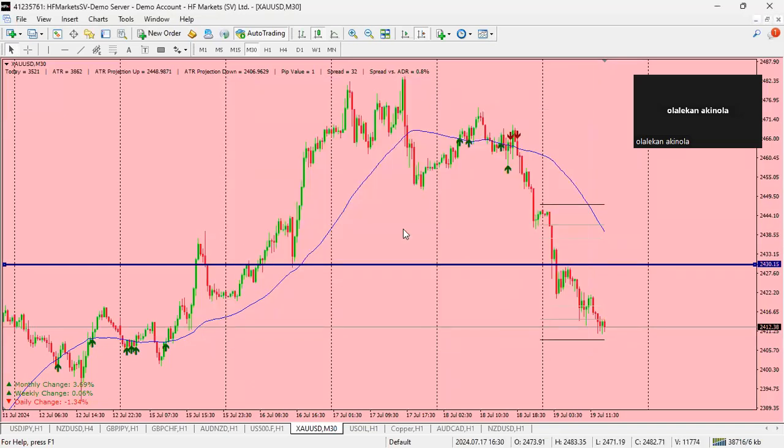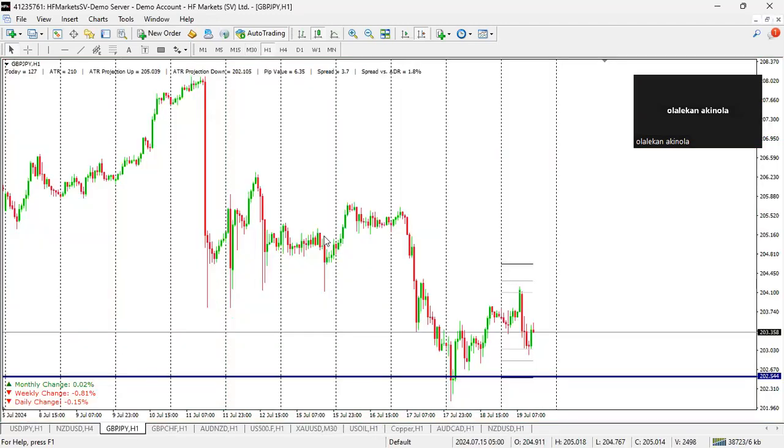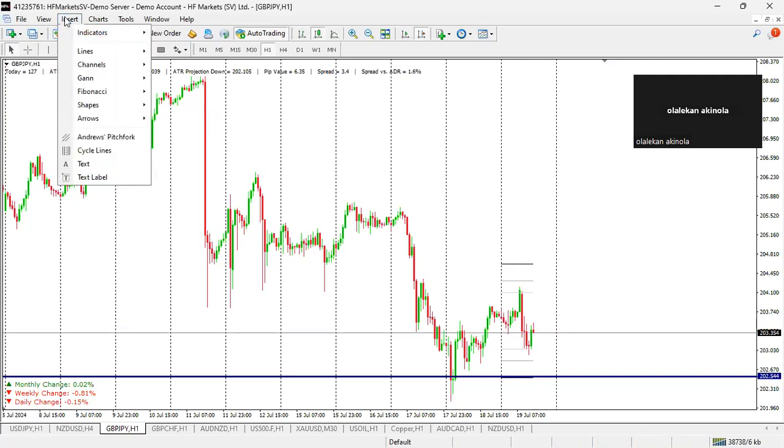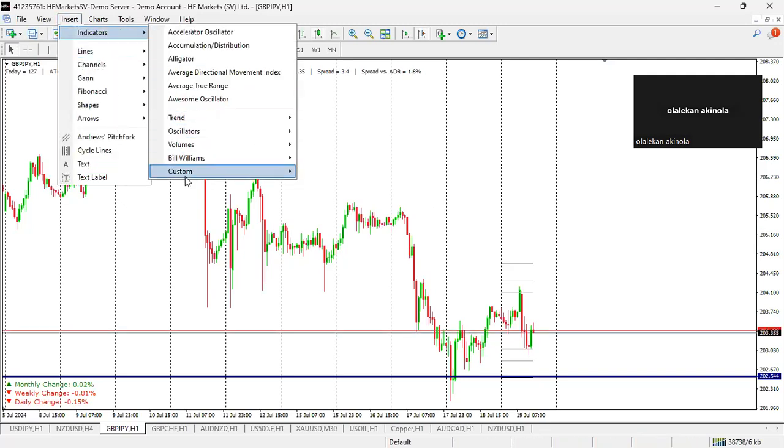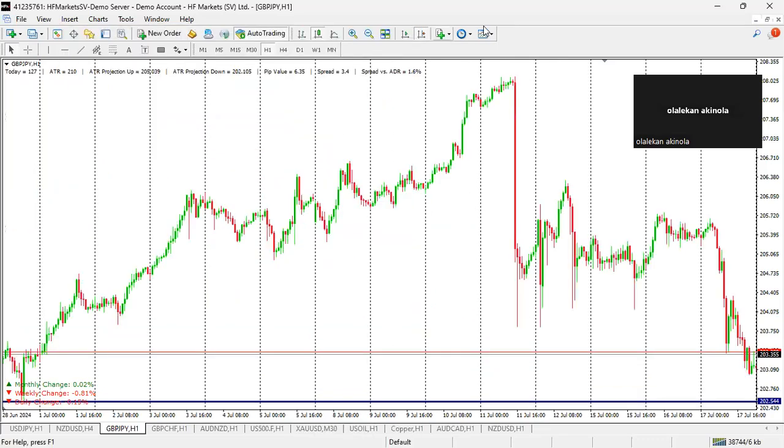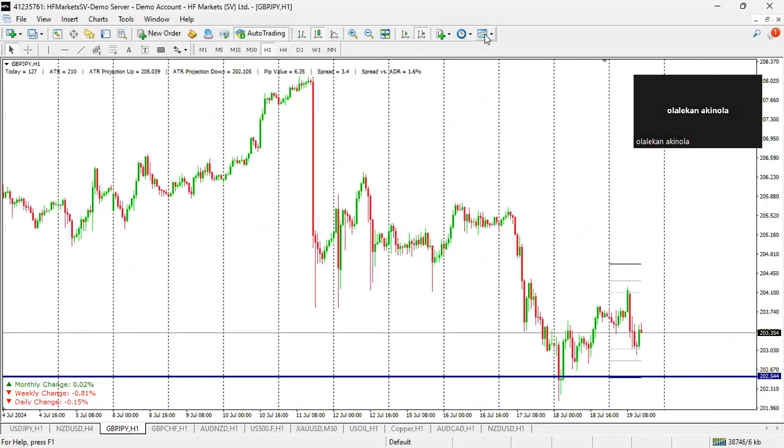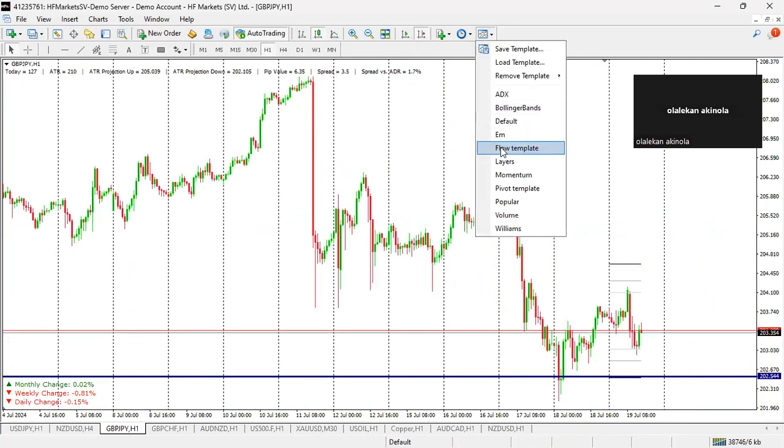Press save. When you do this, and you go to a chart that does not have the flow system, for example, look at this. It doesn't have the flow system, and I want to put it up without having to go to Insert, Indicators, Custom and load it again. You can easily just go to the template and click on the one that says flow template.